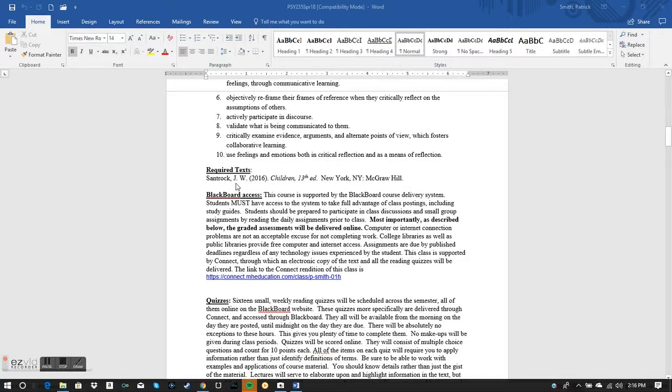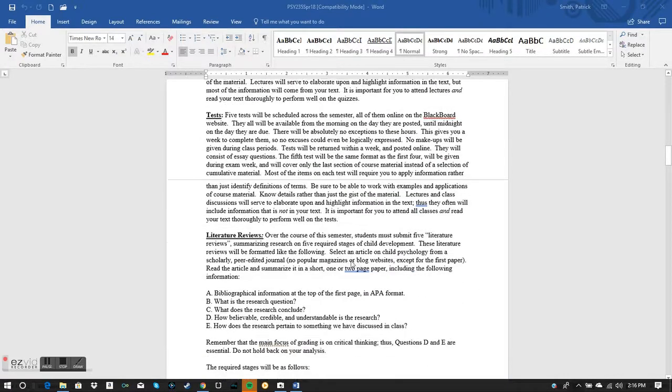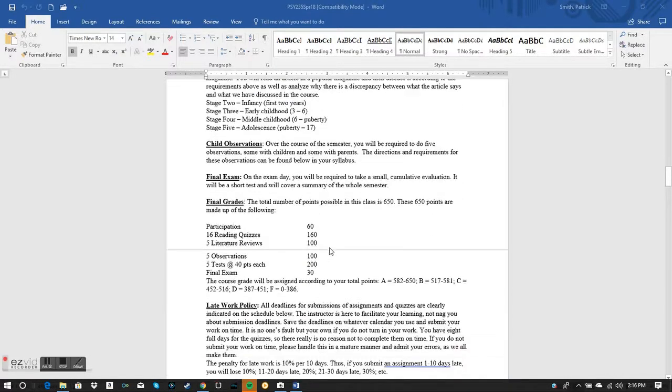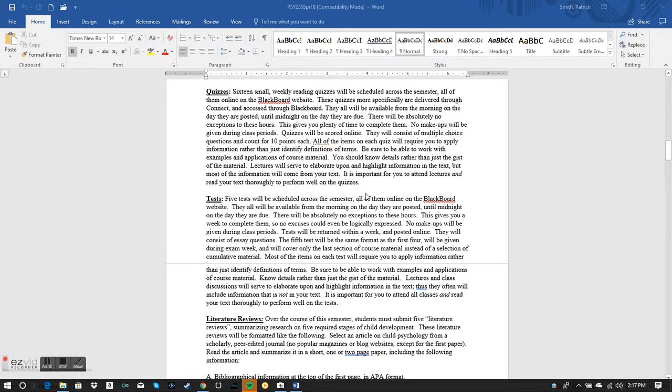All right, let's roll down. And that's our textbook, John Santrock's Children. That's a relatively new text. We just started using it in the fall. It's really good. I think you're going to find that to be interesting. And here's our final grade breakdown. And as you can see, we have 16 reading quizzes, some literature reviews, some observations, some tests, and then a final exam. And you also see participation, and that is particularly important, a good part of the grade.